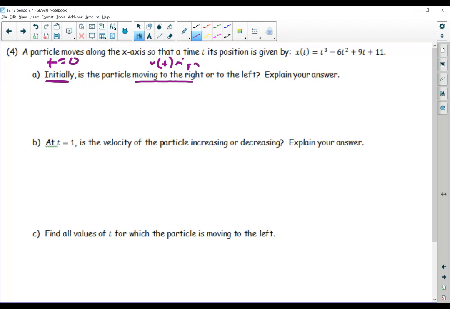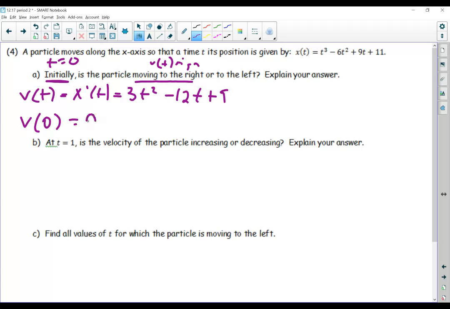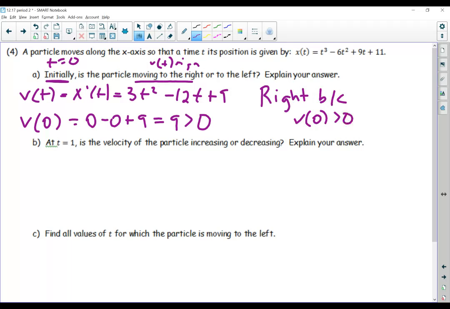Which means if I want to figure out which way the function is moving initially, I need to find the velocity. So I'm going to say, all right, my velocity is my derivative of position. That earns me a point knowing the relationship, which is 3t squared minus 12t plus 9. Now I'm going to figure out the velocity initially. So at time 0, I get 0 minus 0 plus 9, which is 9. Because the initial velocity is positive, we know the particle is moving to the right. So I'm going to say right because v of 0 is greater than 0. Look at that little explanation.